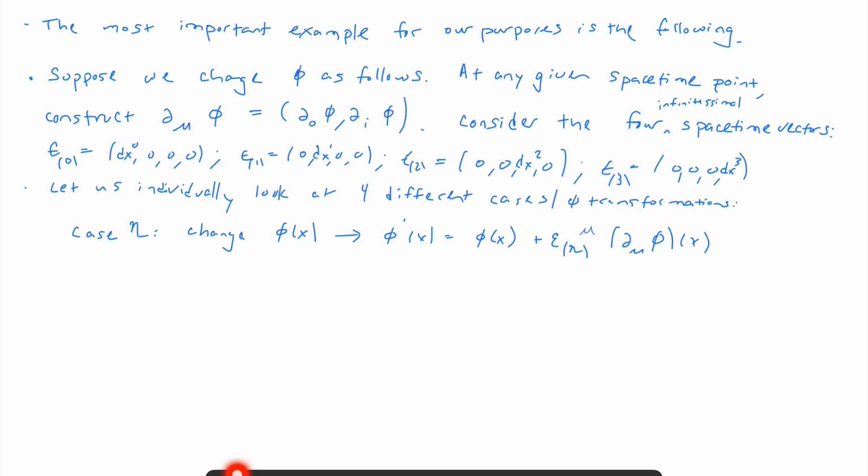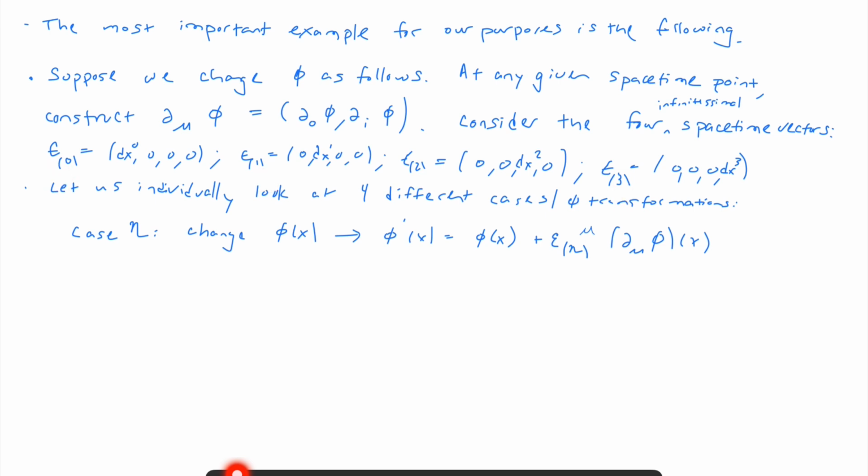Now, what is the small change? Well, here's how we do it. We take the derivative of phi, d mu phi, at any given spacetime point, and this actually represents a 4-vector, and we multiply that by our 4-vector epsilon. Depending on which of the four cases we want, we could make this eta 0 or 1 or 2 or 3, but we pick one of them.